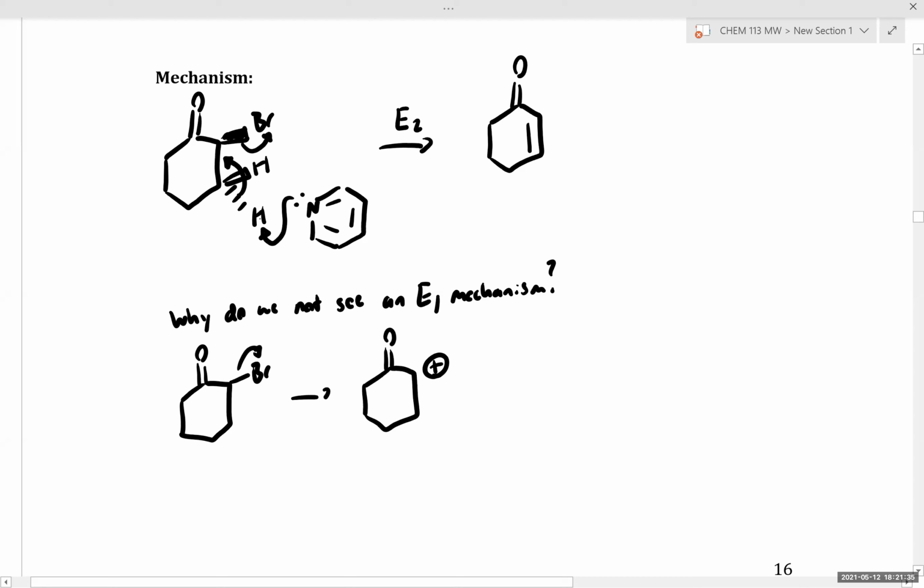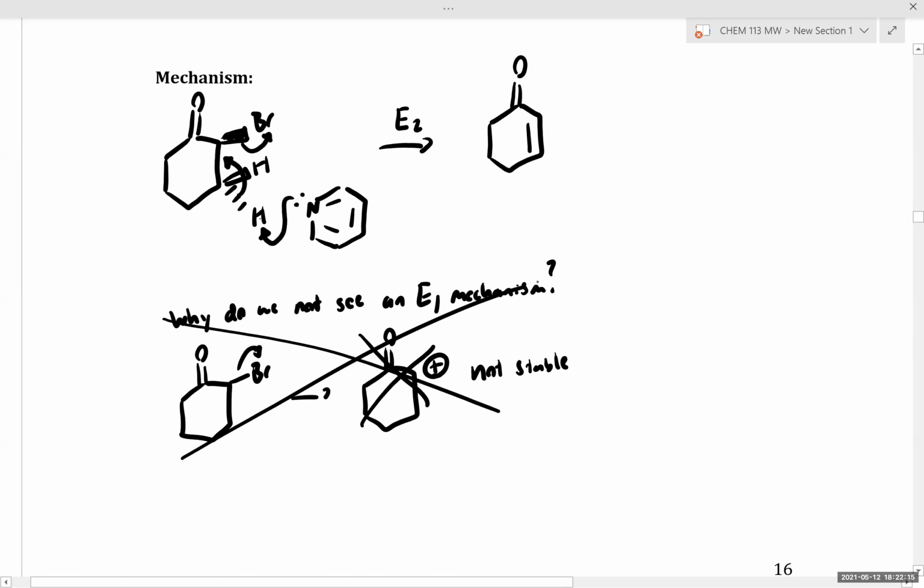Does this carbocation that we'd make under a proposed E1 pathway, is that carbocation remotely stable? No. And as a result, we would not expect to see an E1 mechanism. The barrier to form that carbocation is insurmountably high when we're trying to form a carbocation adjacent to a strongly electron withdrawing carbonyl.